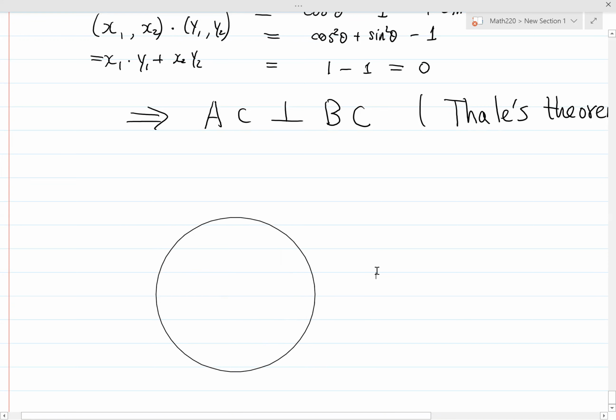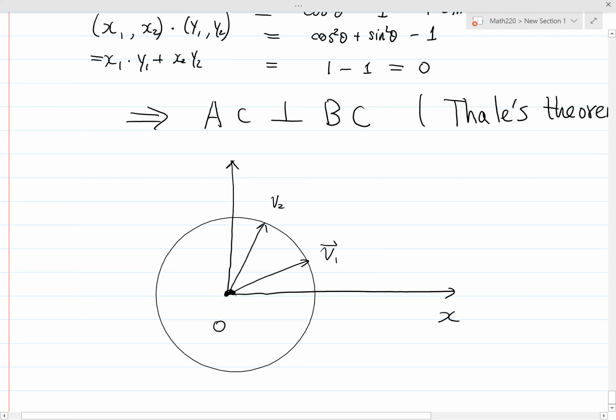Okay, suppose this is the unit circle with center O, this is the x-axis, and this is the y-axis. Now suppose we have two unit vectors. This is unit vector v1, and then we have another vector v2. Suppose this angle is alpha, and the angle corresponding to v2 is beta.